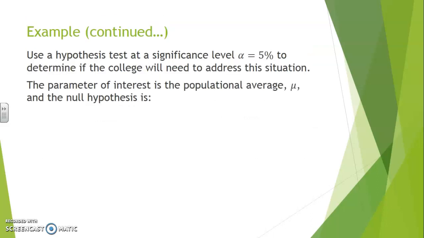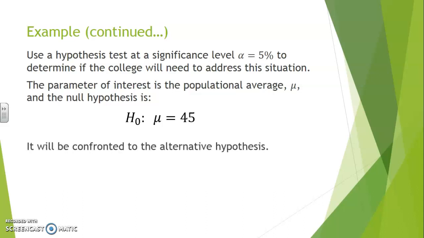Use a hypothesis test at a significance level 5% to determine if the college will need to address the situation. The parameter of interest is the populational average, mu, and the null hypothesis, in this case, is mu equals 45. Its alternative hypothesis is to assume that mu is not 45. Actually, I shouldn't say assume. Our burden of proof will be to show that mu is in fact not 45.